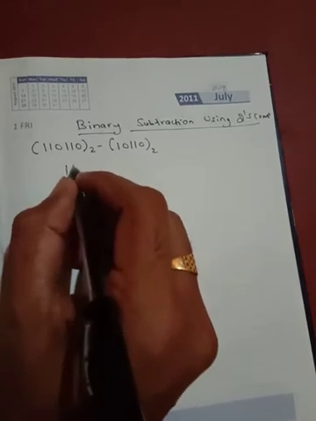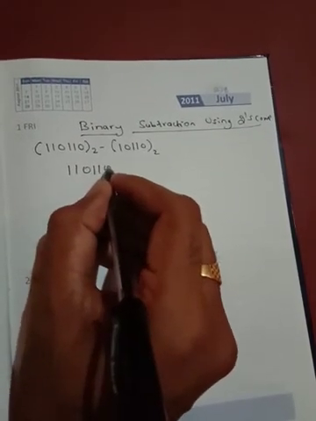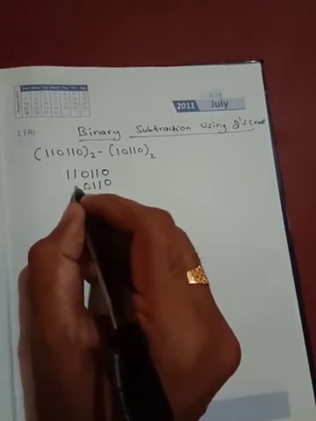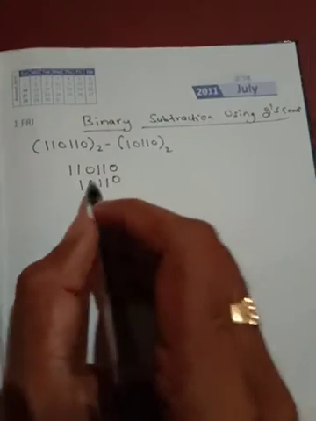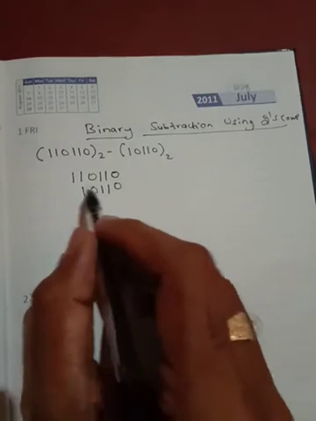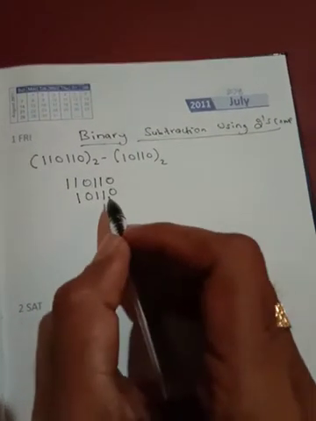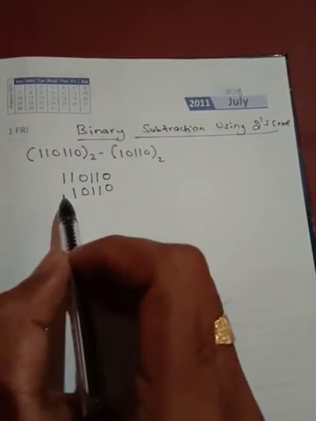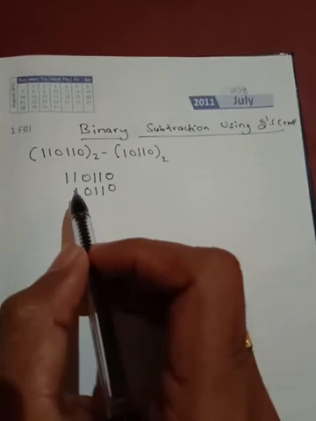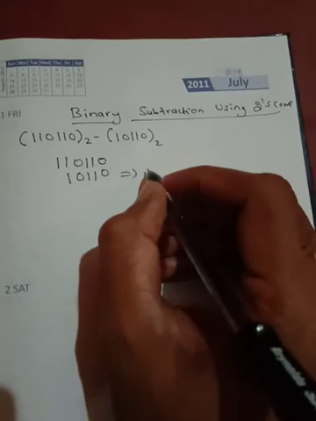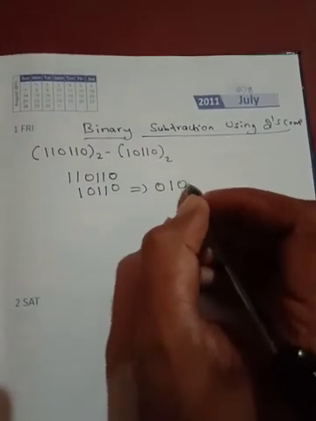So it is something like 1 1 0 1 1 0 minus 0 1 1 0 1. Now, as you can see, the minuend is 6 bits and the subtrahend is 5 bits. To solve this, you have to add one more 0, or one more bit, to the sixth position. So it will become 0 1 0 1 1 0. This is the subtrahend.